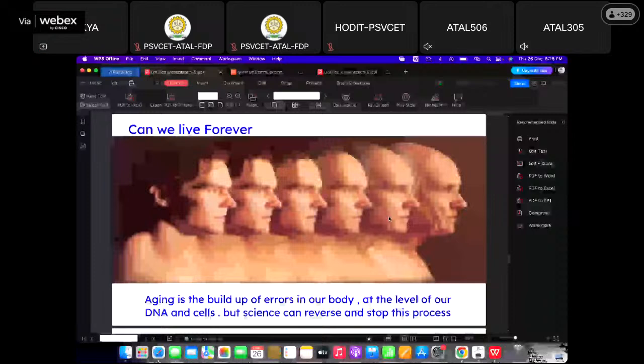So aging is the buildup of errors in our bodies at the level of our DNA and cells, but science can reverse and stop this process. So number one, the issue we have: why do we have to die? Well, there is the second law of thermodynamics, which says that in a closed system, everything eventually gets old, falls apart, rusts and corrodes, right?